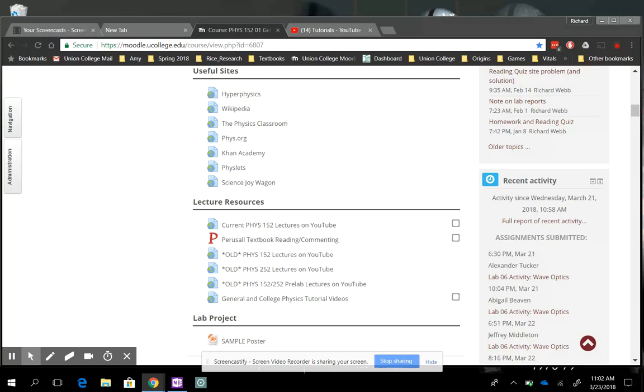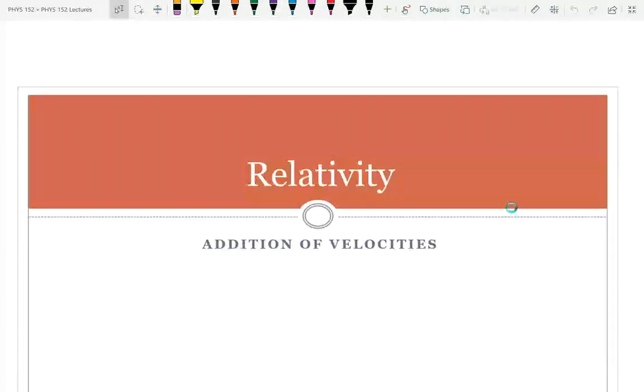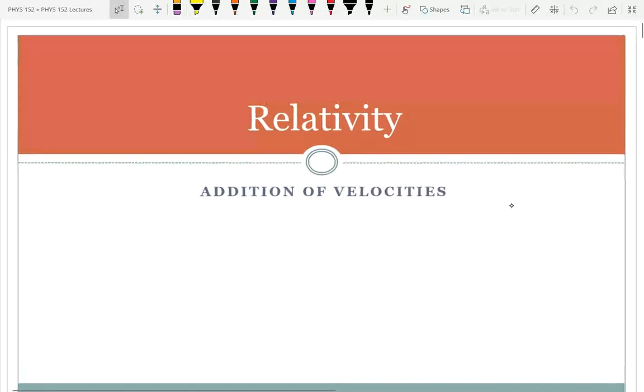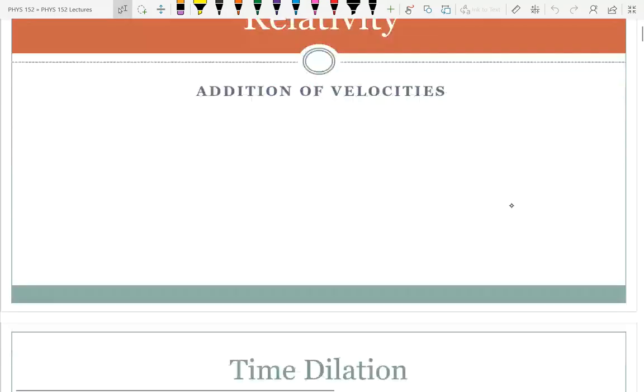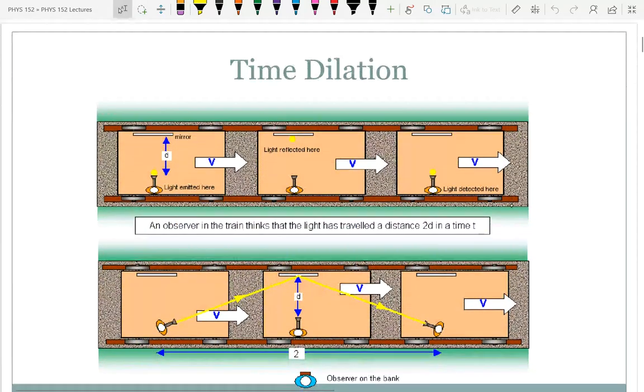All right, then we can get on to the lecture, continuing on with relativity. Now remember, the test will not be covering relativity. We have the gap time, so you have time to practice, to absorb the material, and not just, we just did this yesterday and now it's on the test. So we hope to get to addition of velocities today. This is where we ended last class period with the time dilation.